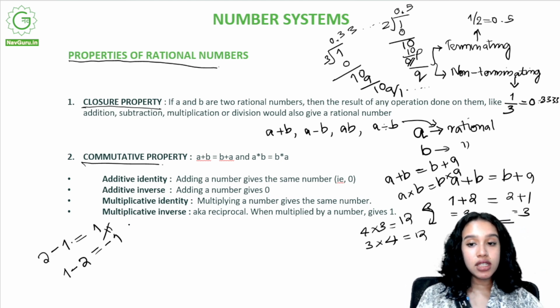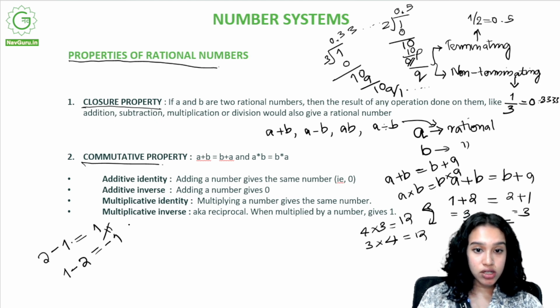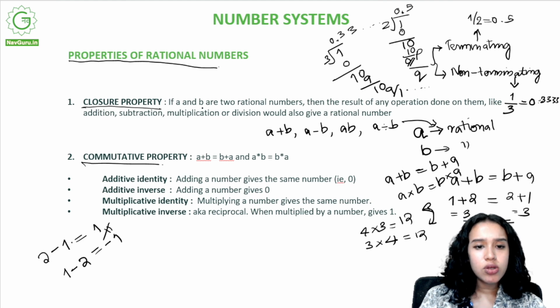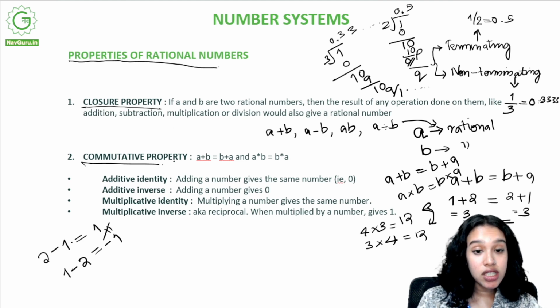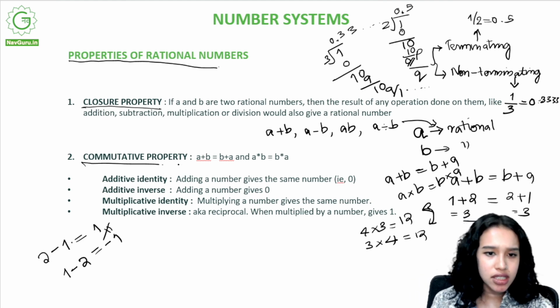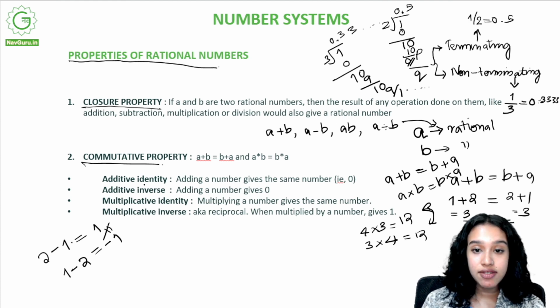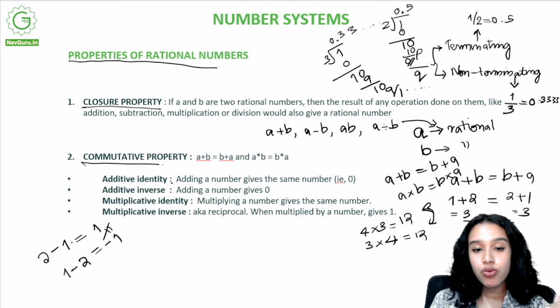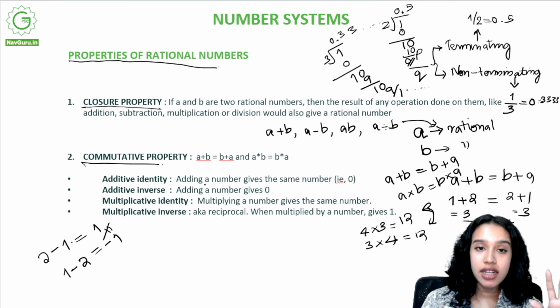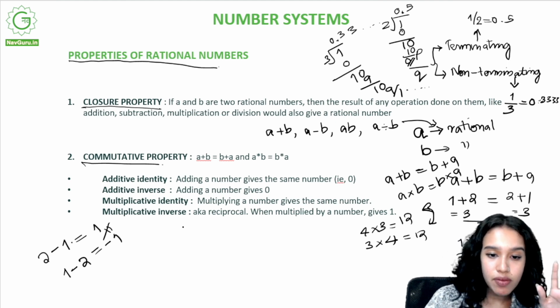So there are two things which are commutative according to rational numbers, which is addition and multiplication. So using this property, we have some interesting things to go and look into. First of all, the thing is additive identity. So what is the additive identity of a number?